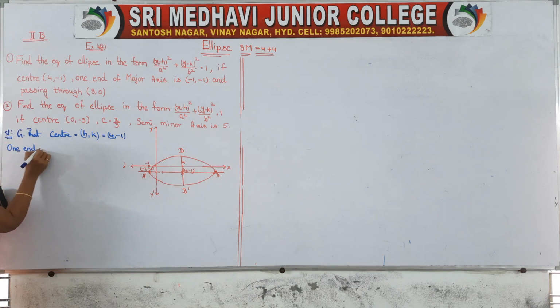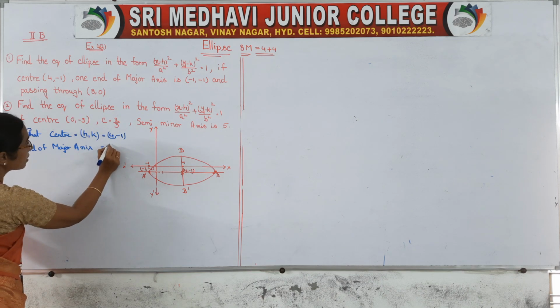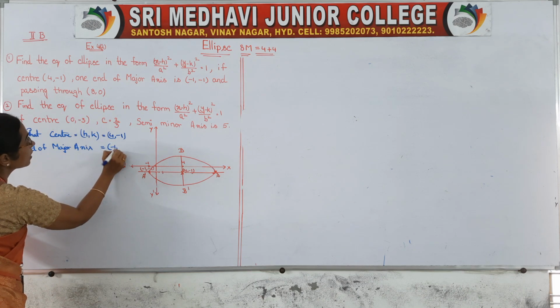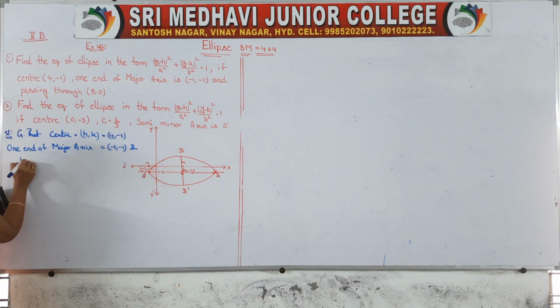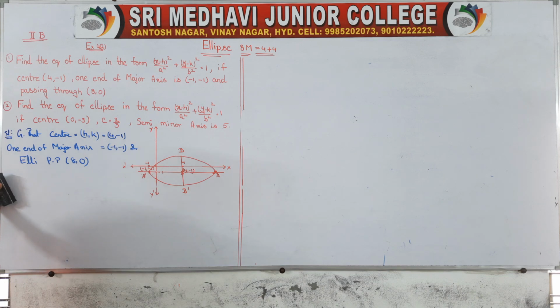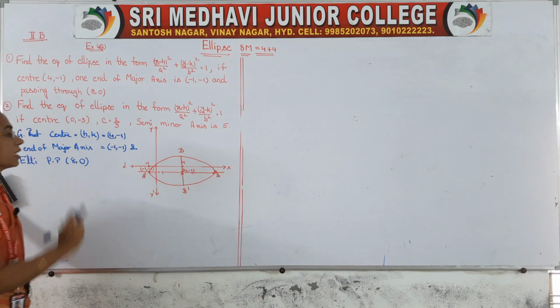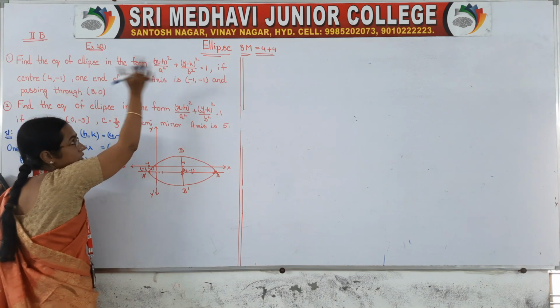And one end of major axis is given to us as minus 1 comma 1, and the ellipse passes through which point? 8 comma 0. These are the three conditions. By using these three conditions, we have to find the ellipse equation which is in this form.